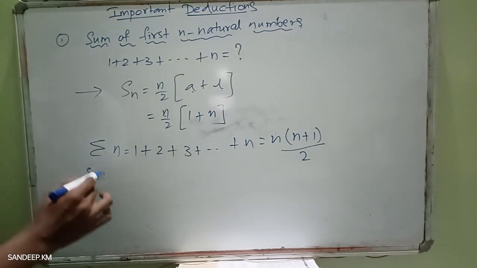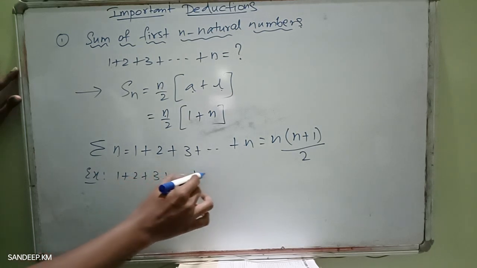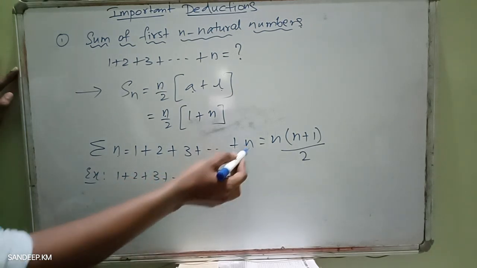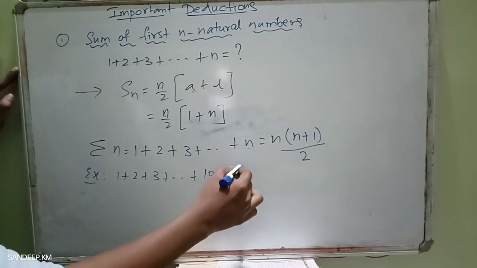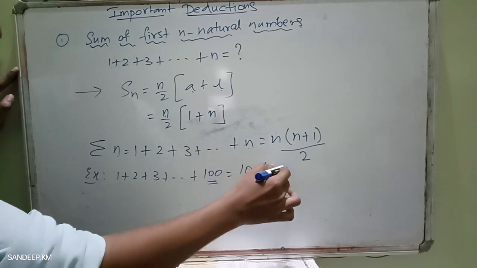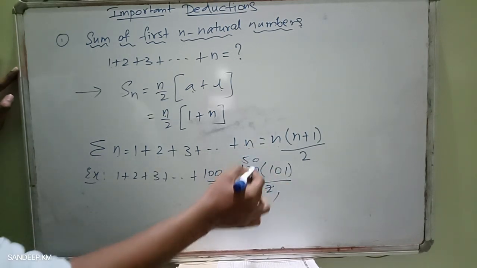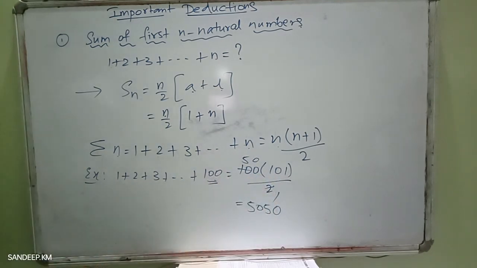A small example. What is the sum of first 100 natural numbers? 1 plus 2 plus 3 and so on up to 100. Here the last number, the n value, is 100. So n into n plus 1 by 2, that means 100 into 100 plus 1 by 2. So 2 ones are 2, 50s are 50. Multiplying these two, we will get 5050. The sum of first 100 natural numbers is 5050.